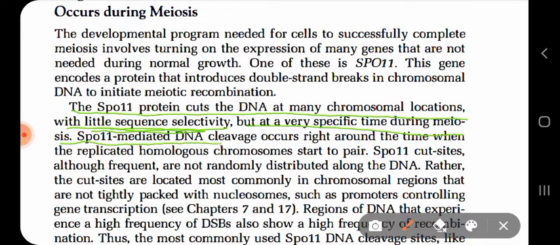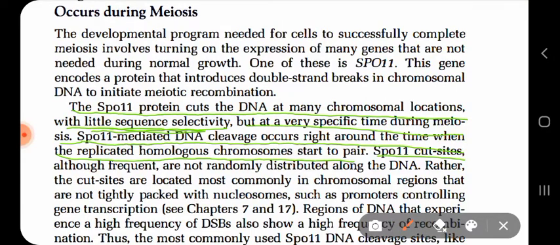SPO11 mediated DNA cleavage occurs right around the time when replicated homologous chromosomes start to pair. So this SPO11 mediated DNA cleavage occurs after replication occurs in the S phase, when the replicated homologous chromosomes start to pair and align with each other. At that time SPO11 starts to carry out its main process to cleave at many specific locations.